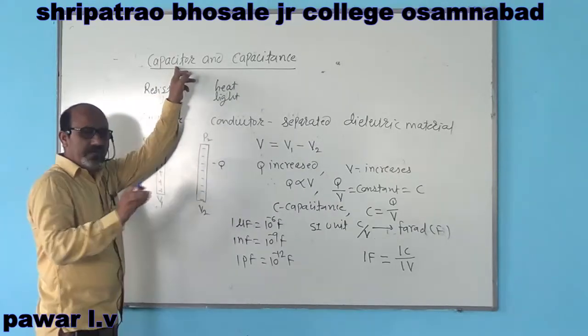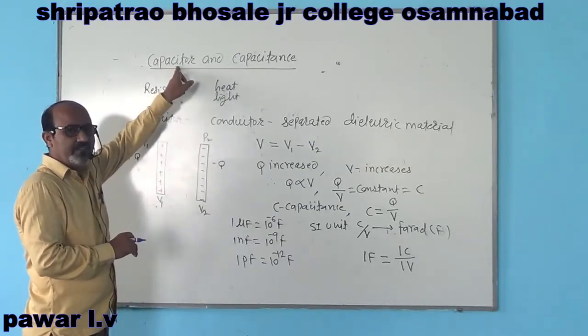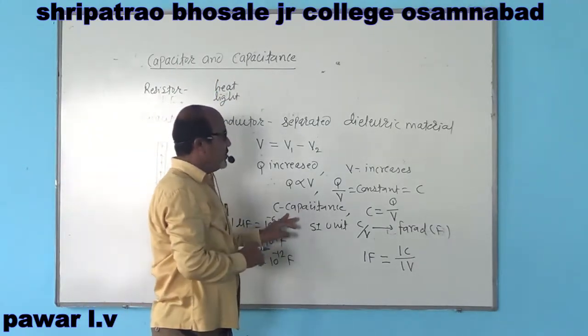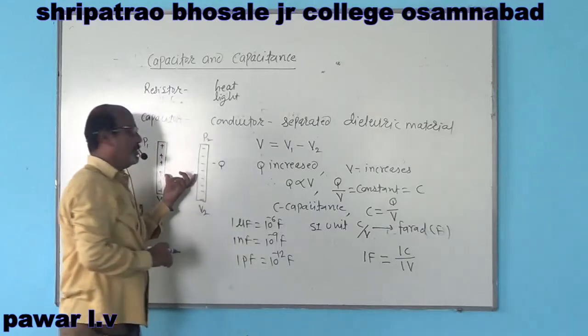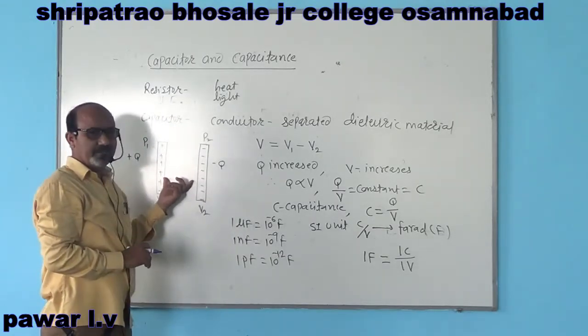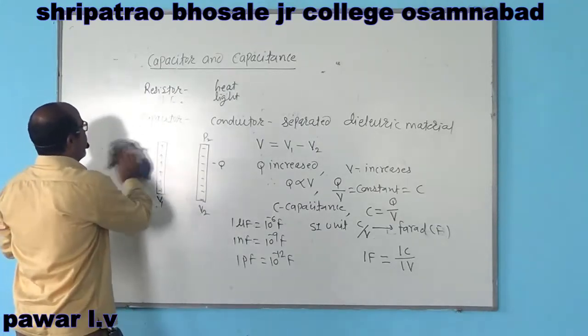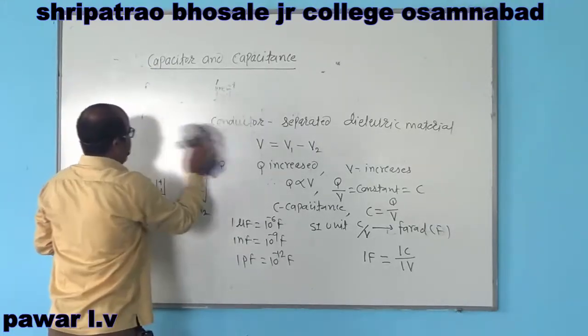So a capacitor is a device which can store electric energy, and capacitance is the ratio of charge to potential difference between plates. We'll see the principle of capacitor.